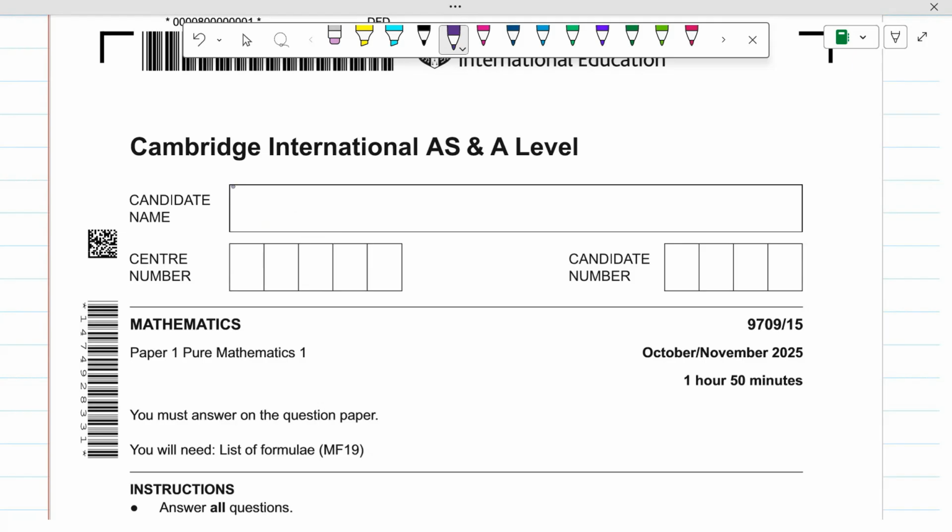Hi everyone, we are going to start Cambridge International AS and A-Level, paper 9709/1 for the session October-November 2025, and the subject is pure mathematics and the variant is 5.